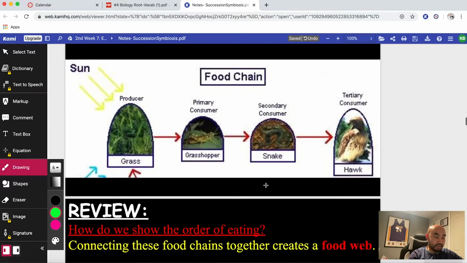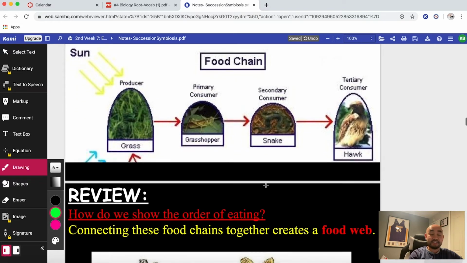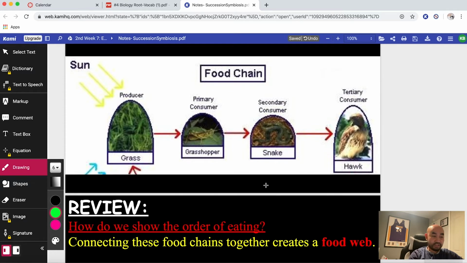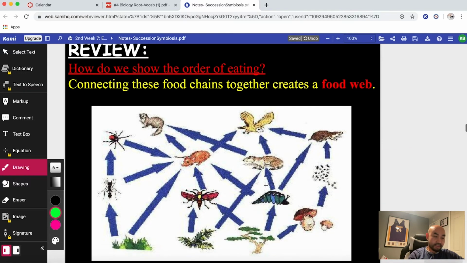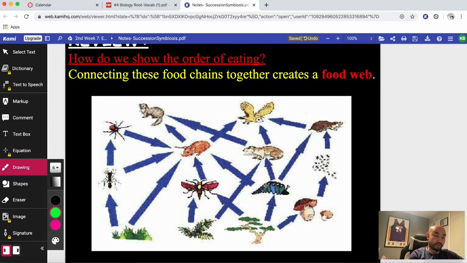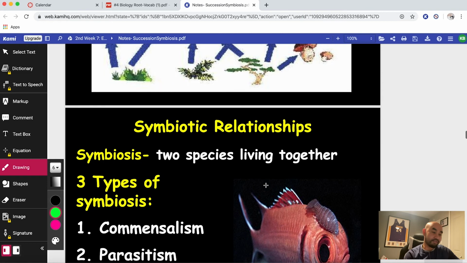But we said a food chain is not realistic. It just shows one direction, because we know organisms, especially consumers, don't eat only one type. They eat multiple things. So the best way would be a food web, right? Which we did create before we left.